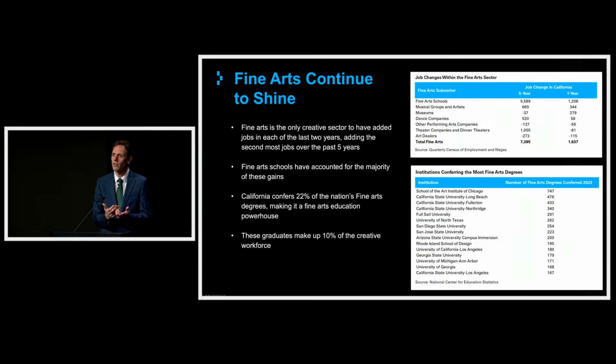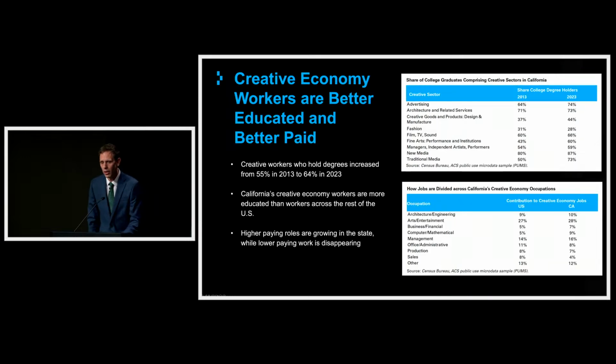So within the fine arts sector, California awards 22% of all fine arts degrees in a given year. And this bottom table here tracks the top 15 universities which awarded the most fine arts degrees in 2023, which is the most recent year for which we have data available. 7 of those top 15 schools are located here in California. And fine arts education is important because around 10% of the creative economy workforce hold a fine arts degree.